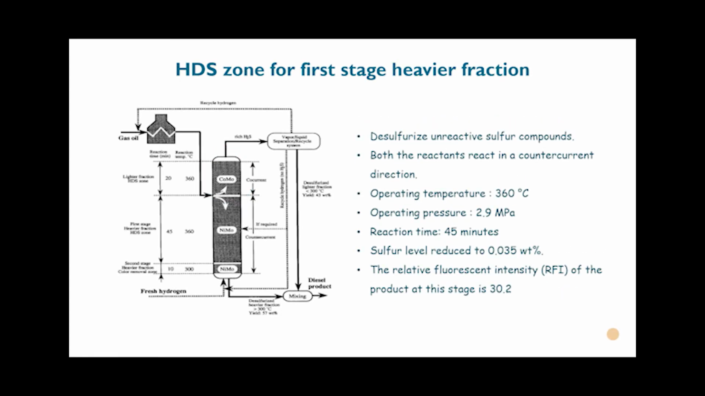In the HDS zone for the first stage heavier fraction, it is used to desulfurize unreactive sulfur compounds at a temperature of 360 degrees Celsius and pressure of 2.9 MPa. The reaction time for this stage is 45 minutes, where the sulfur level will be reduced to 0.035%. The RFI of the product at the end is 30.2.